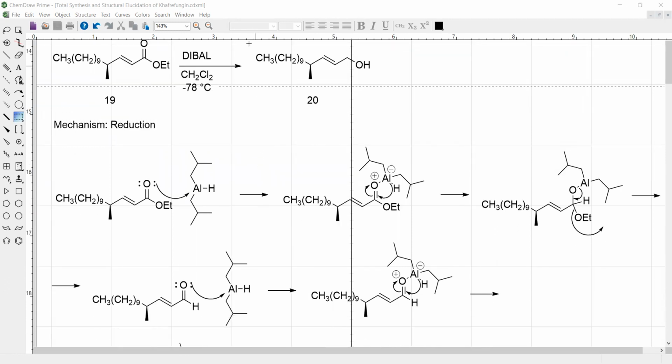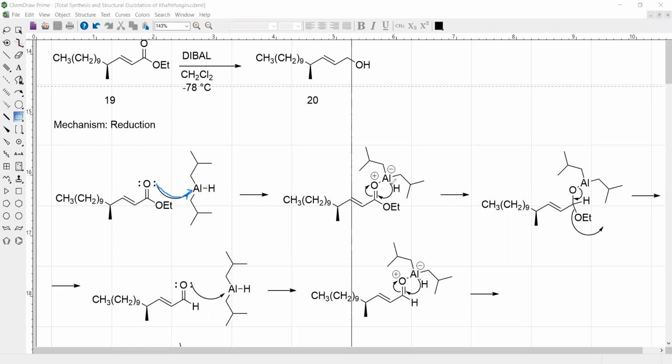So here's the mechanism. What we'll see is we do two subsequent reductions, assuming we have extra equivalents of DIBAL. We're essentially going to repeat that one hydride addition reduction two separate times with two equivalents of DIBAL. First step in the mechanism, we take a lone pair of electrons from our oxygen and attack the aluminum of our DIBAL. We form a coordination between the oxygen and aluminum.